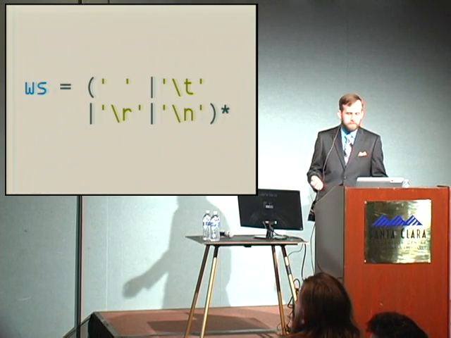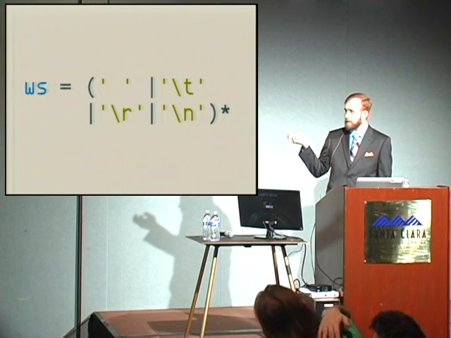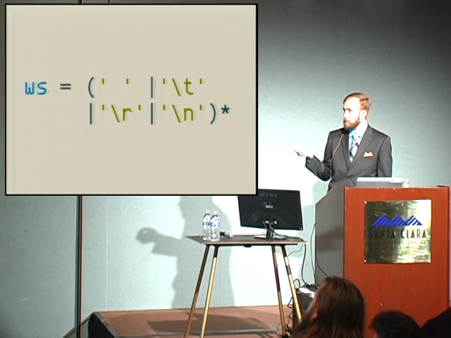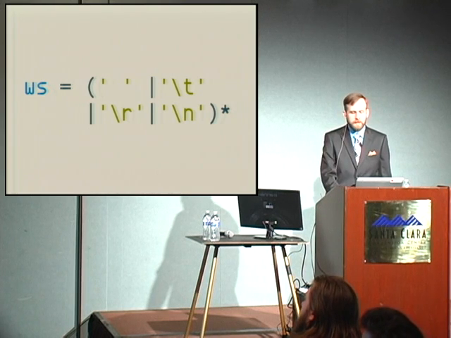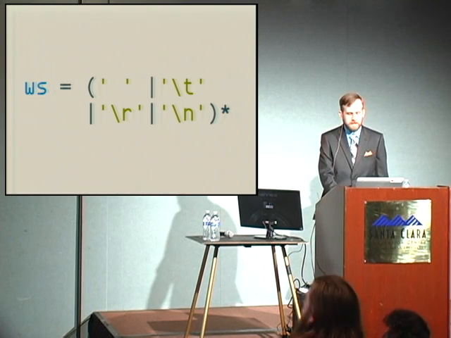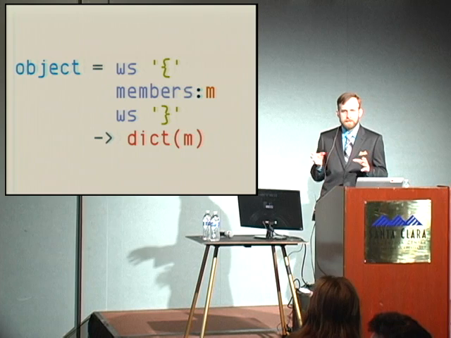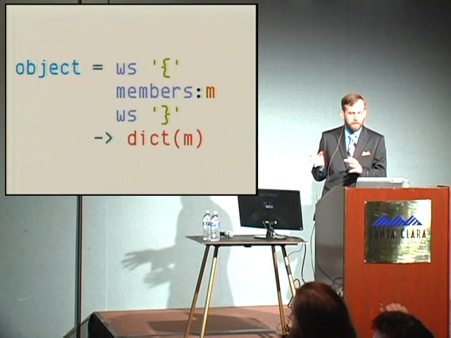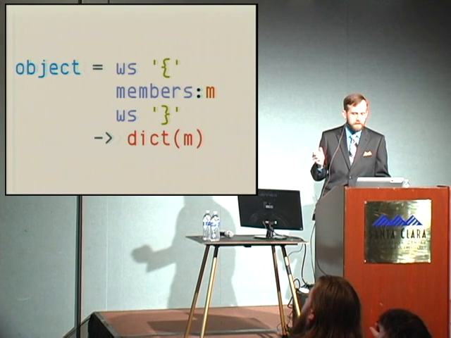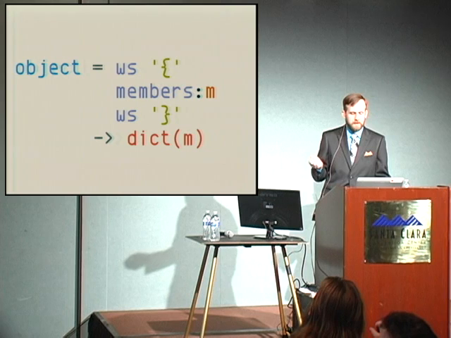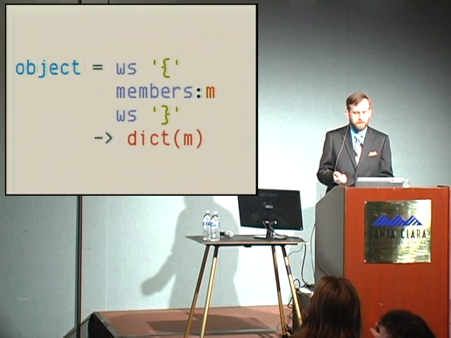Just as a warm-up, here's matching white space. This looks about like it would in regular expressions. You match a string, a tab, carriage return, a new line, match it 0 or more times. So we're going to use this for skipping white space in between interesting characters in our JSON. So the object rule is the top level one. We're going to skip white space, match an open curly brace, then match some members. Skip some more white space, match a closed curly brace, and return a dict. And this is just Python's built-in dict we're calling here.